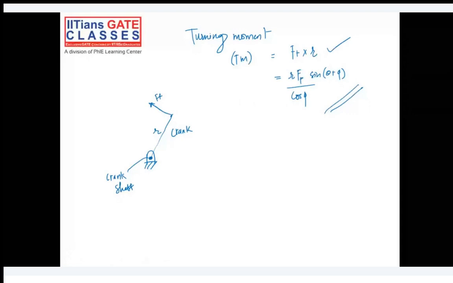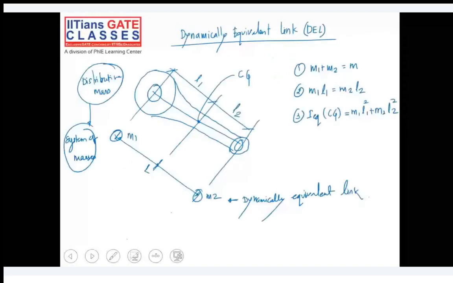Can I proceed to the next slide? You can expect a theoretical question from that topic, like what are the criteria we have for a dynamically equivalent link. Okay, so write down the heading: dynamically equivalent link.